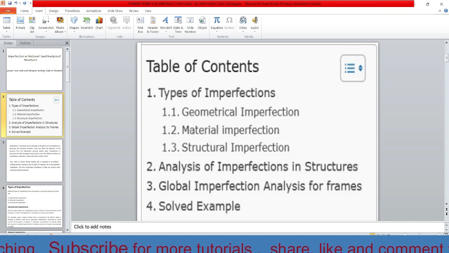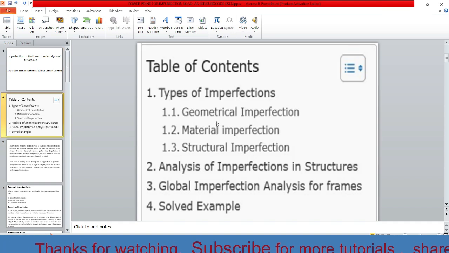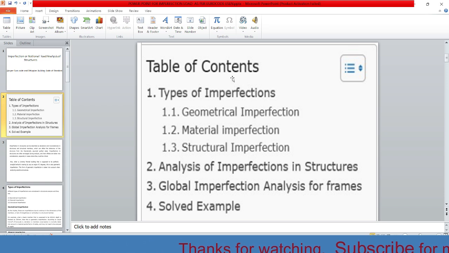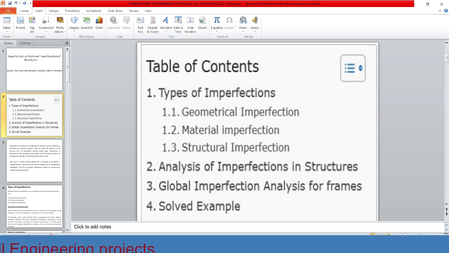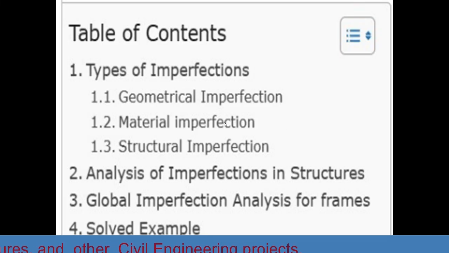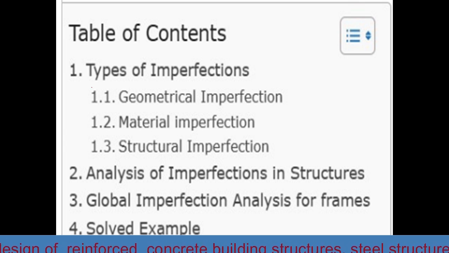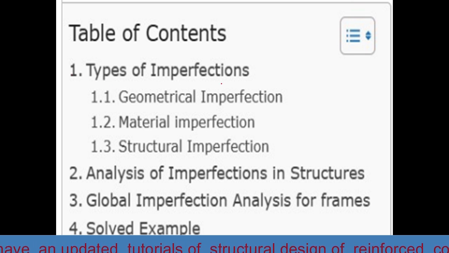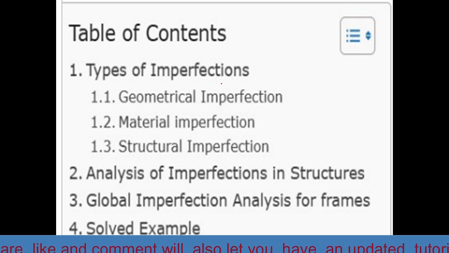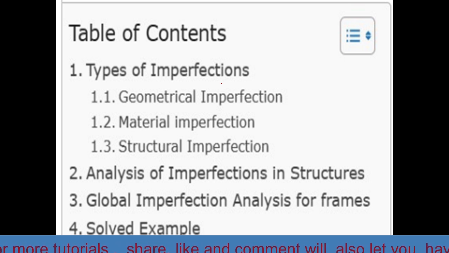Here I have the table of contents. The table of contents contains four basic contents. The first one will be focusing on the types of imperfections that we are going to consider during the designing of high-rise buildings.